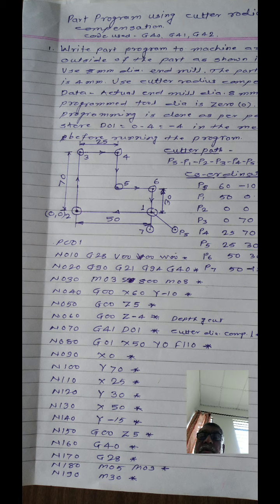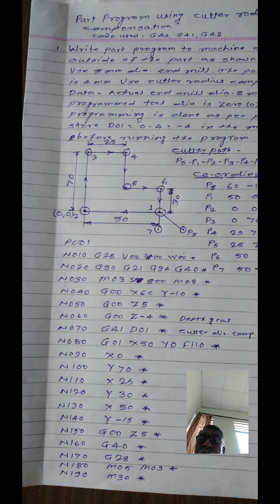Then move the cutter from point 2 to 3 along the y-axis. Mention the y coordinate value. What are the coordinates of point 3? 0, 70. Means the x coordinate remains the same. You have to mention the y coordinate, Y 70, end of the block. Is it okay? That is point 3.